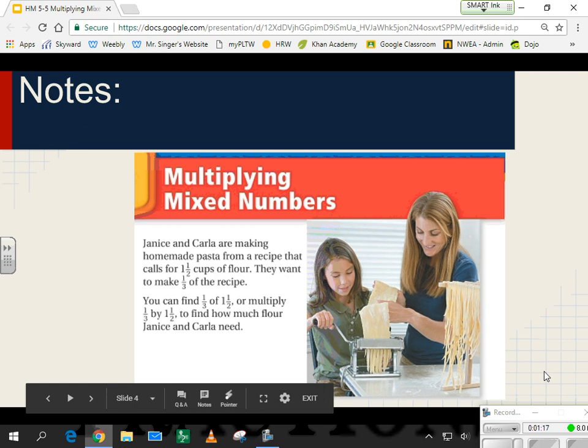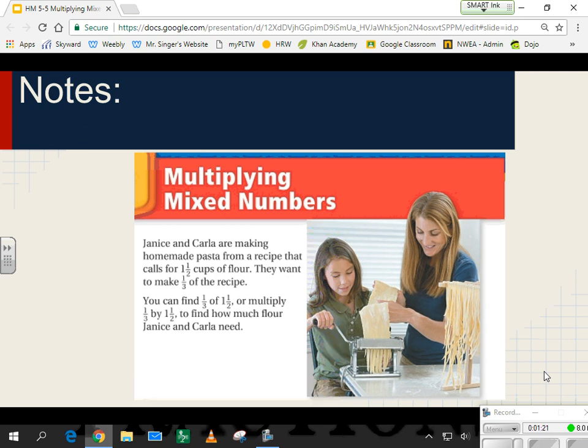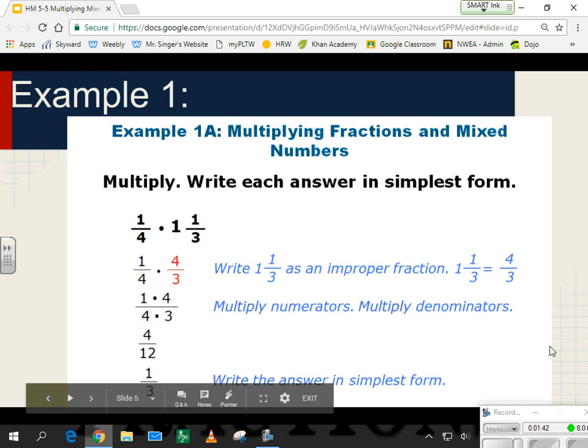So here's a scenario that we could be looking at. It says Janice and Carla are making homemade pasta from a recipe that calls for 1 and 1/2 cups of flour. They want to make 1/3 of the recipe. So they don't want to make the whole thing, just a third of it. So to find this, you need to do 1/3 of 1 and 1/2. So that means that you're going to multiply, the keyword being "of." That's what we're going to work on today. How do you actually solve these problems?